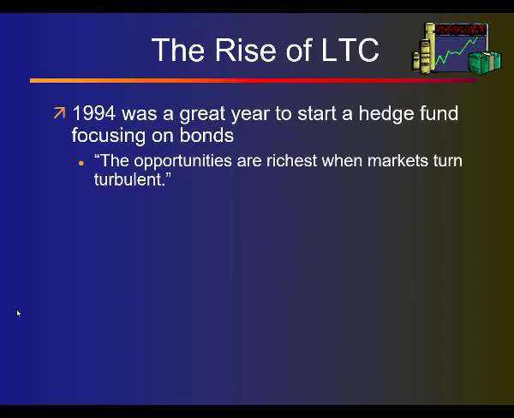1994, as we said, it was a terrible year for bonds because interest rates rose so high. But Meriwether, he's starting now, so he's buying these bonds that are blowing up from Orange County and other places. He's buying them really cheap.